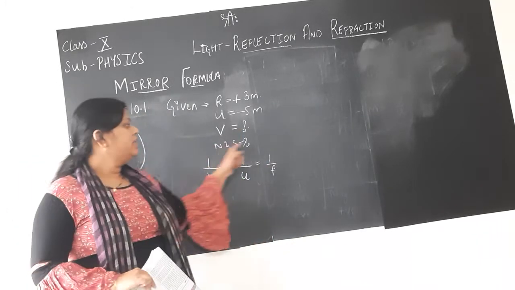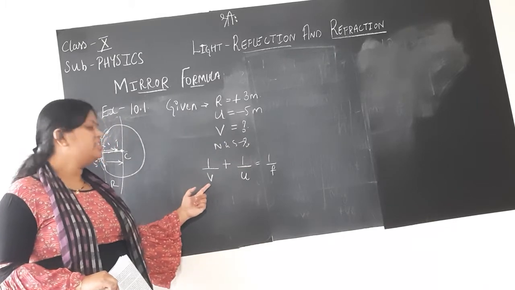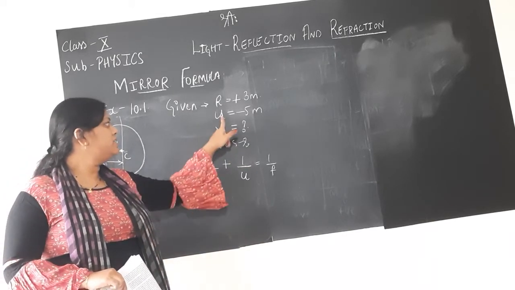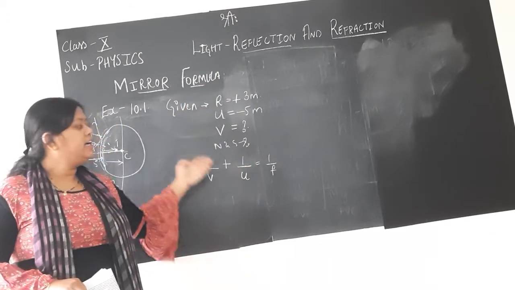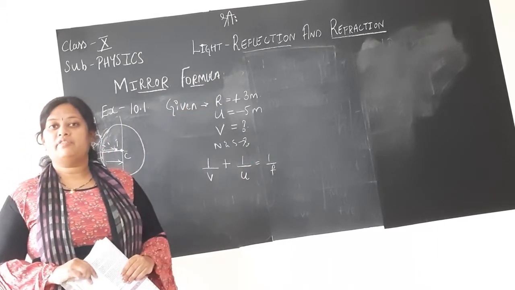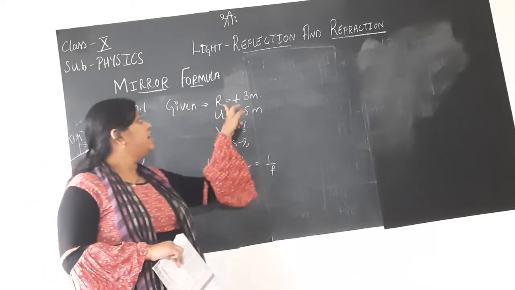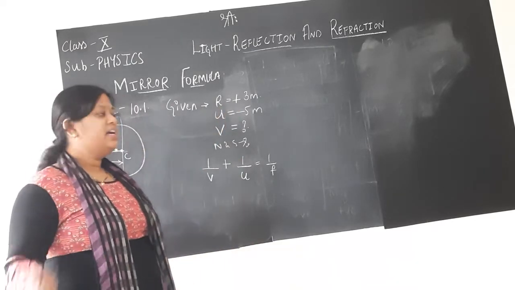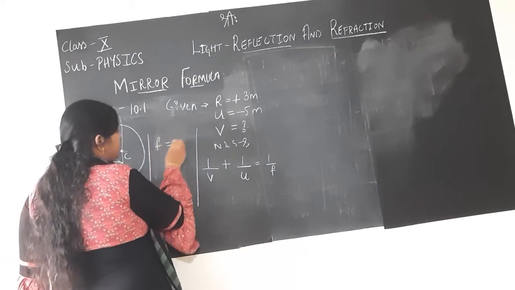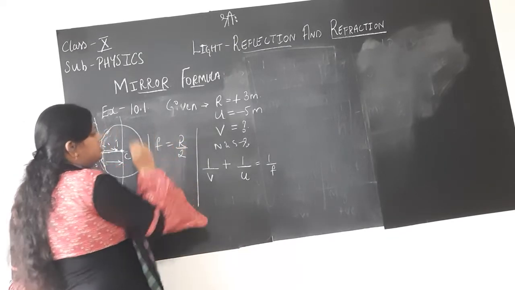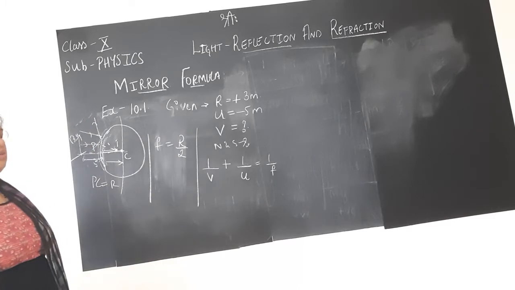Do we know all the quantities here? Image distance we are finding out. Object distance is given. Do we know focal length f? No. Nowhere in the data we have given focal length f. But you remember radius of curvature is given. There is one formula which you have, that is f is equal to r by 2, isn't it, children? f is equal to r by 2 we know.